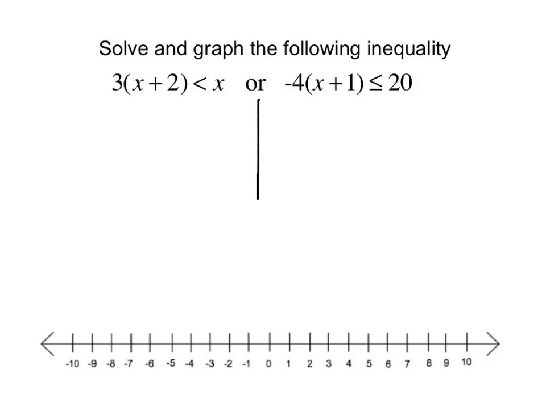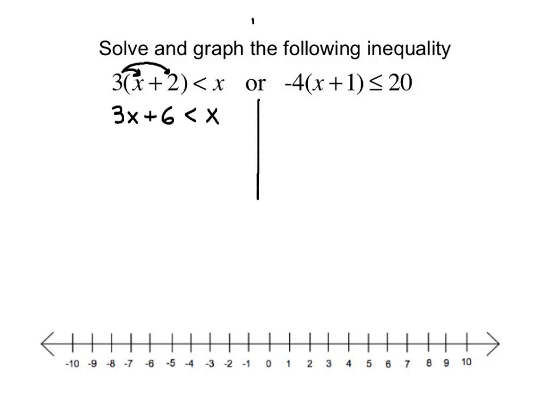So first, if I have these parentheses, I recommend that we distribute the 3, so we don't have to deal with the parentheses anymore on this left-hand side. And this is going to give me 3x, distributing, 3 times 2 is 6, still less than x.